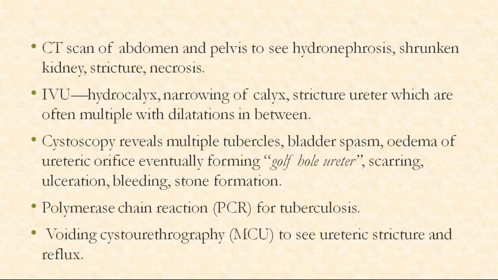Another way it can be identified is by the polymerase chain reaction, and MCU. MCU means micturating cystourethrography or voiding cystourethrography. This is very useful to identify any ureteric stricture or reflux. So these are the investigations: CT abdomen, intravenous urography, cystoscopy, PCR and MCU. MCU means micturating cystourethrography or voiding cystourethrography, to detect any ureteric strictures and reflux of the urine.